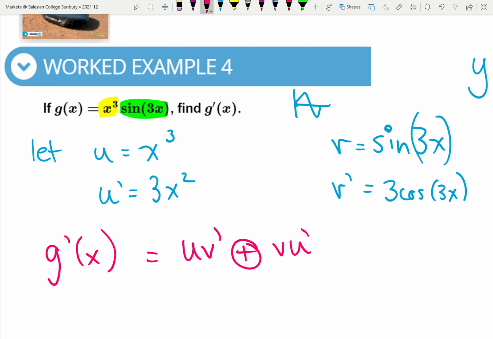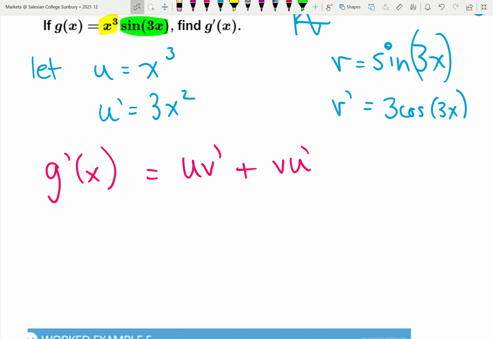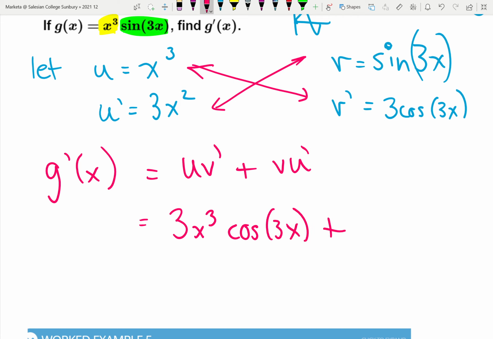And as you know, when you add things together, 1 plus 3 equals 4 and 3 plus 1 equals 4, so it doesn't matter which way round you go. However, choose one and stick to it. So let's do that. u v dash is going to be 3x cubed cos 3x plus v u dash. So v u dash is going to be 3x squared sine 3x. And there's not much value in removing a 3x squared from the brackets to factorise it. This is probably the best way to answer this, so we'll leave it like that.